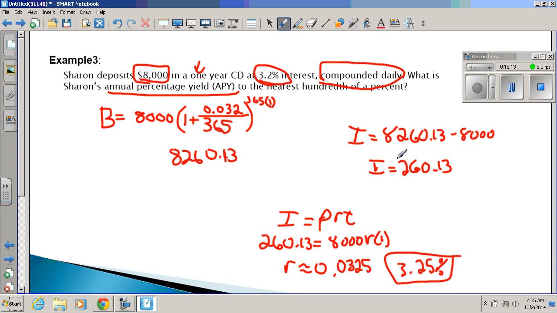Okay, so there's a lot going on in this one. So make sure that you understand everything that's going on. So this interest was, just to fill in these formulas, this is the balance minus the principal. Okay, so we found the balance here. We subtracted what she started with. This is the interest she earned, and we want to know what is that as a percent. What rate gives the yield is that much. So I can put it in this formula to find R, the rate. So our annual percentage yield is 3.25.